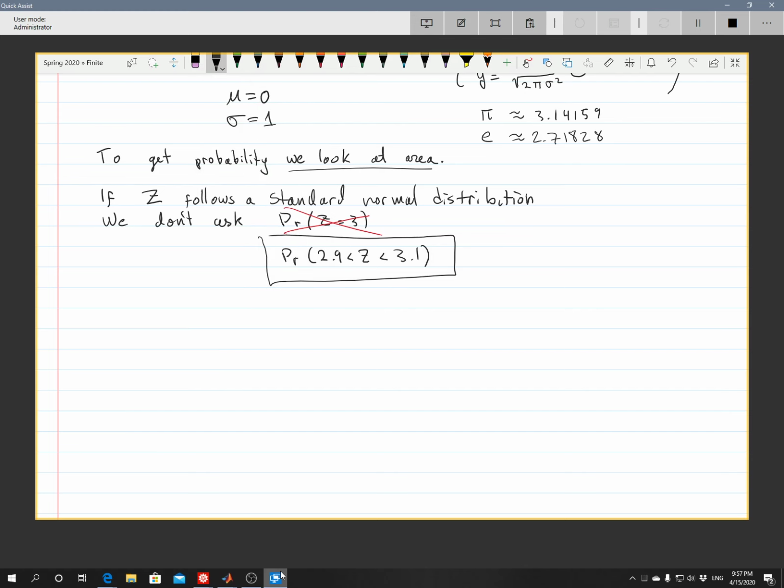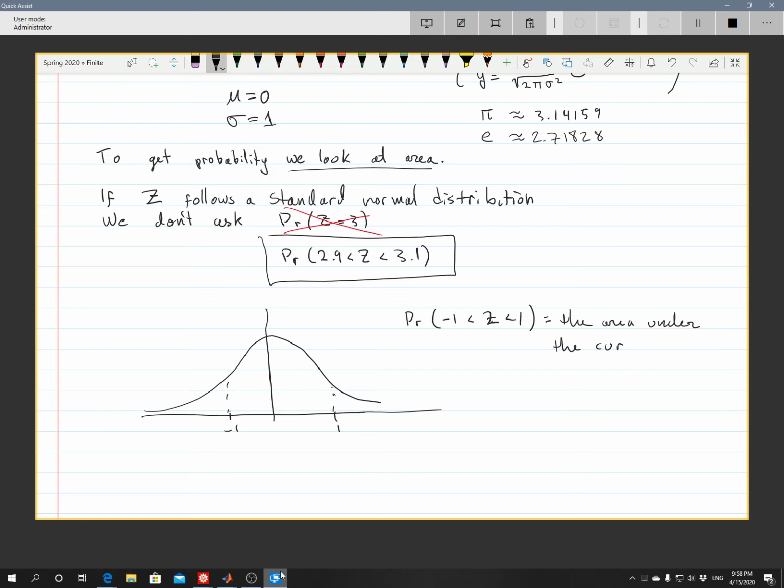So, let's see. Suppose that's a standard normal curve. So the probability that, for example, -1 is less than z is less than 1. So the probability that z is between -1 and 1 equals the area under the curve between -1 and 1. And my drawing would be the geometrical area right here.